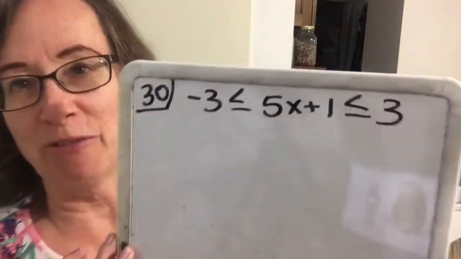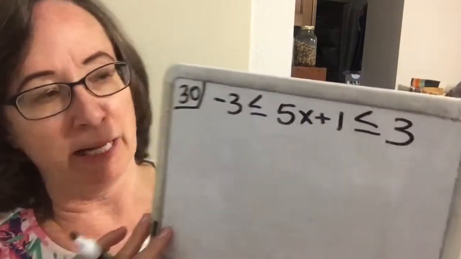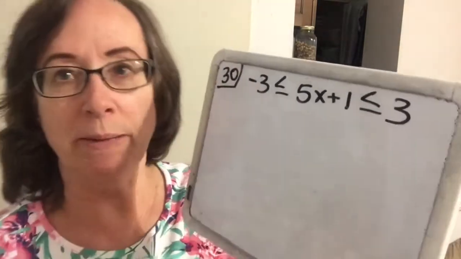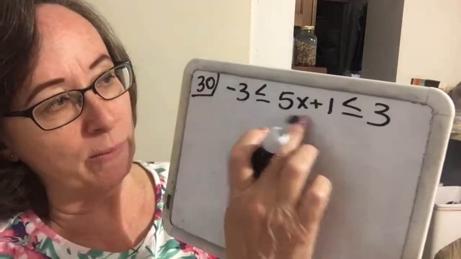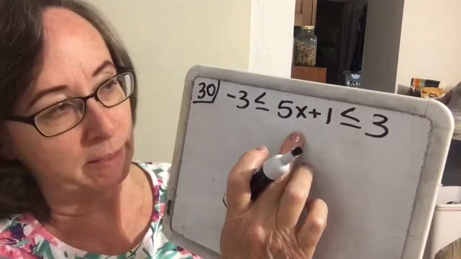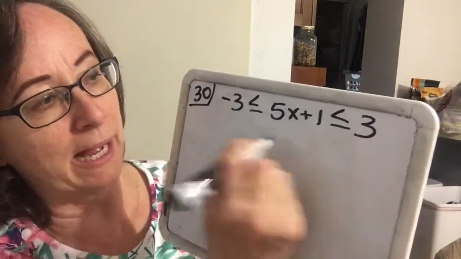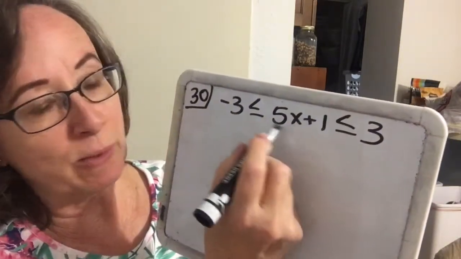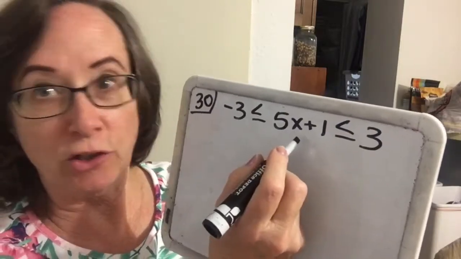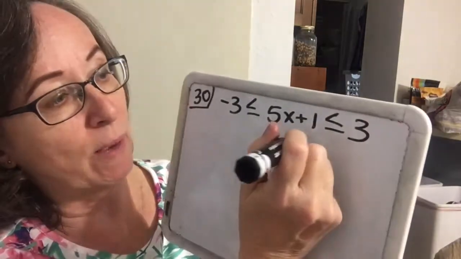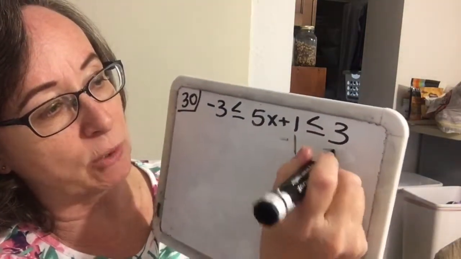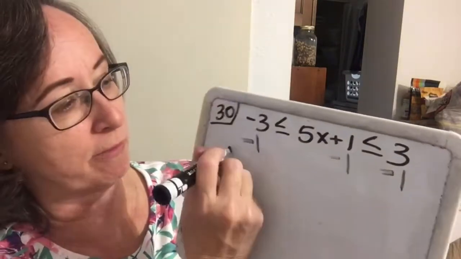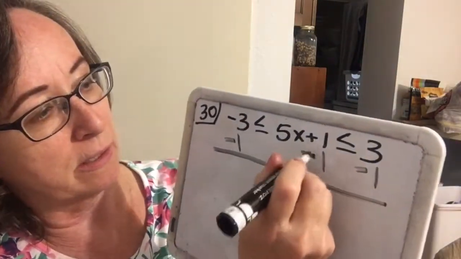Okay, so as we do this one, this is one of my favorites. I really like 3-part inequalities. They're kind of fun. So when I'm doing a 3-part inequality, I'm always trying to get an x right here in the middle. Okay, so I'm going to try to get rid of this 1 because I'm always trying to get my variable term by itself. So I'm going to subtract a 1 and subtract a 1 and subtract a 1 from all 3 parts.